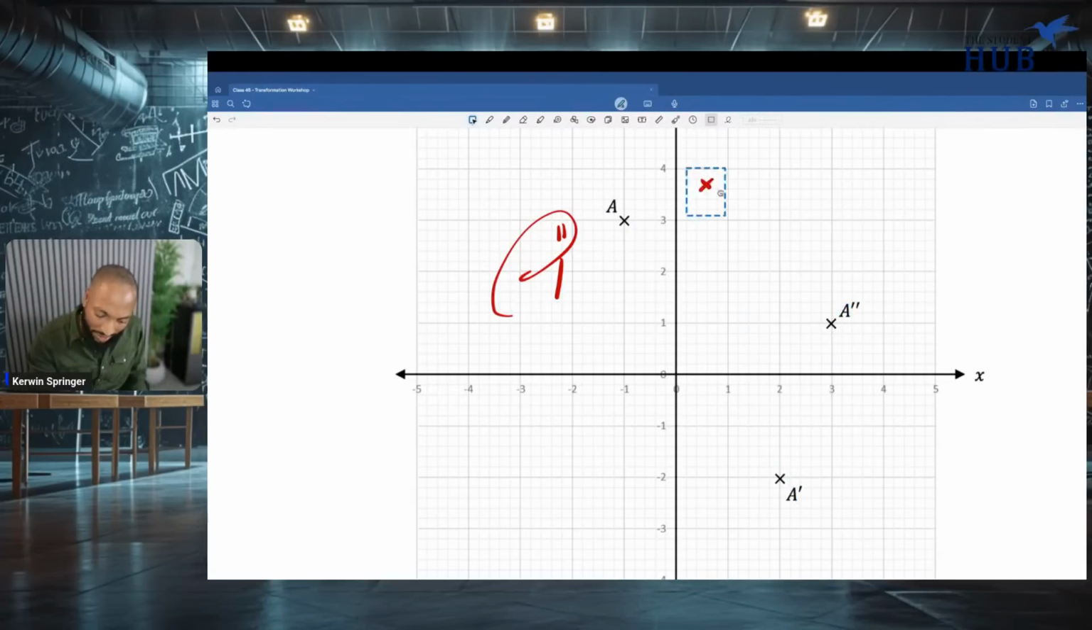Now, it didn't seem to have any flip or anything going on here. It just seemed to appear over there. That's a translation. Translation tells you how much it goes across and then how much it goes down. So you use a vector for translation, just like what we were just doing.